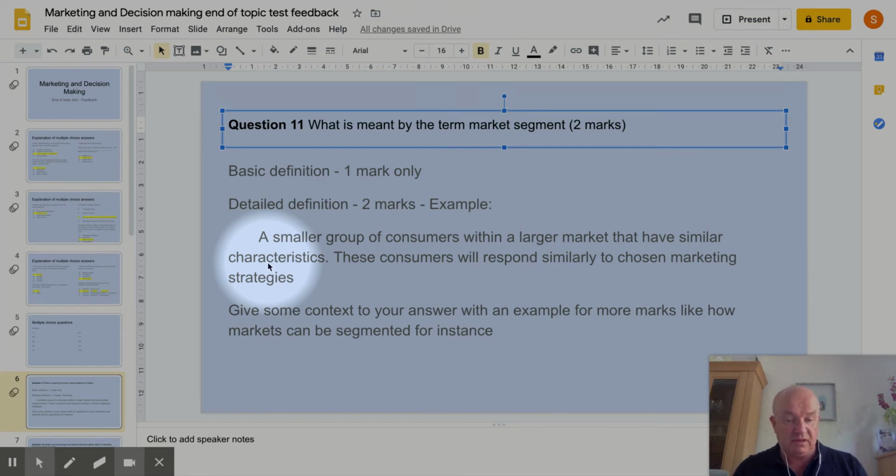But then obviously by expanding that a wee bit, you could then say these consumers will respond similarly to chosen marketing strategies. And the reason for segmentation is clearly trying to find out a group of customers that seem to be similar so that you can then target those similarities and those preferences in your marketing activity. Okay, so clearly if you can give some context to your answer, and you could maybe give examples of how markets might be segmented by geography or demographics, etc., that clearly is going to add fuel to your fire and hopefully get you your 2 marks as a result. Okay, so that's question number 11, the 2 marker.